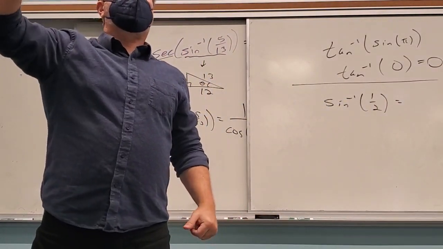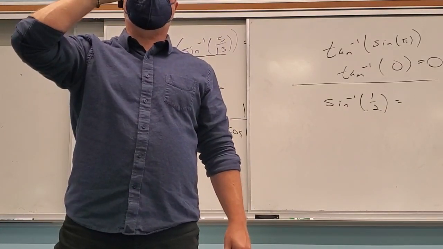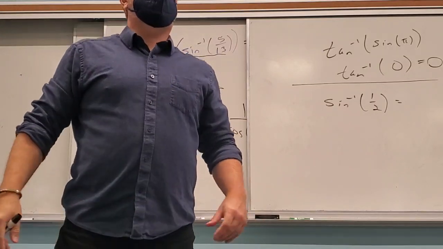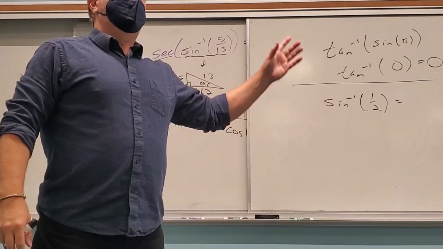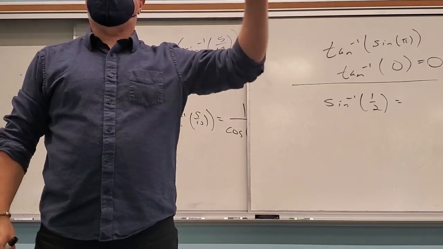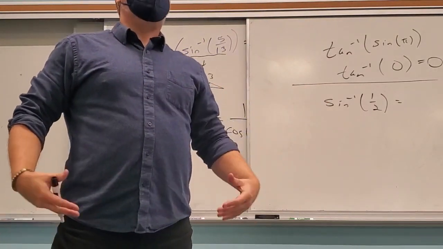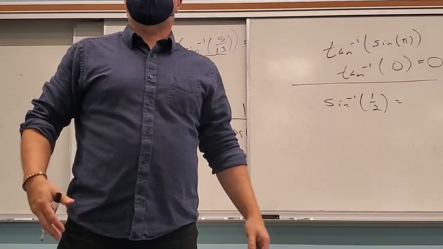How do you evaluate that? What do you have to think? Anytime you have an inverse function, you have to think backwards. So this is really asking me, what angle makes sine 1/2? That is what that's asking. What angle makes sine 1/2?